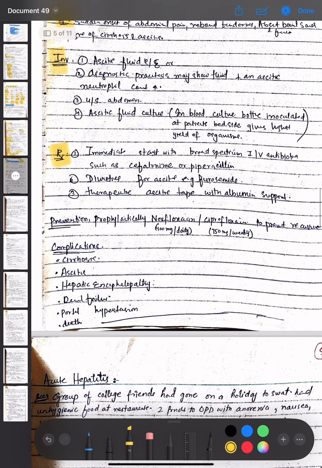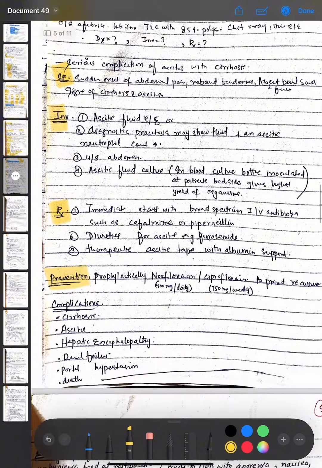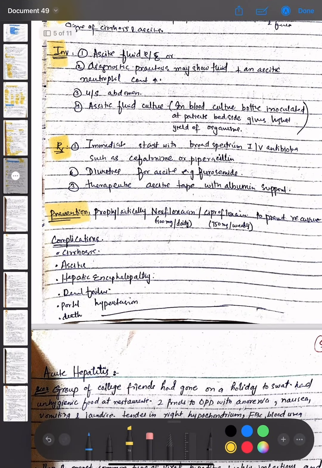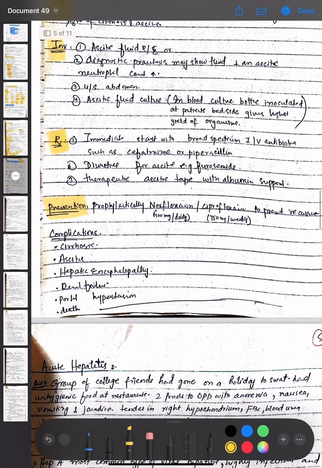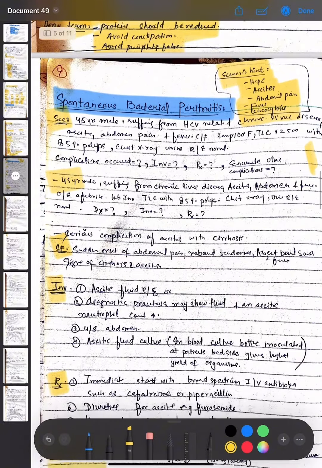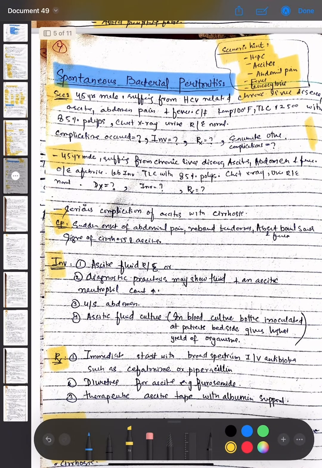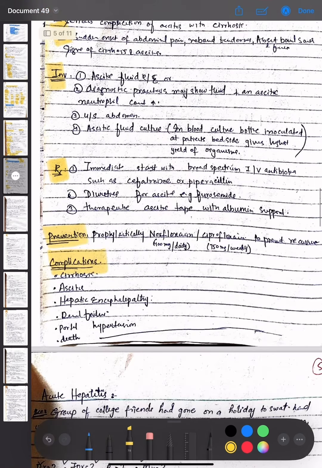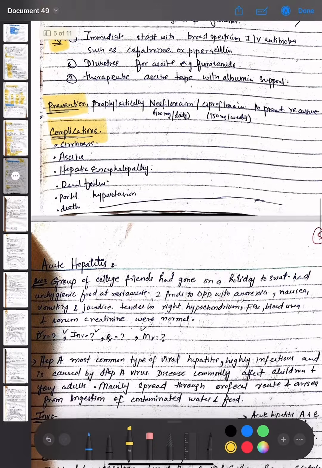The prevention of spontaneous bacterial peritonitis is prophylactic norfloxacin and ciprofloxacin to prevent recurrence. The complications are cirrhosis, ascites, hepatic encephalopathy, renal failure, portal hypertension, and death. So we have discussed spontaneous bacterial peritonitis: its scenario, the clinical features, the investigations, the treatment options, the prevention, and the complications.